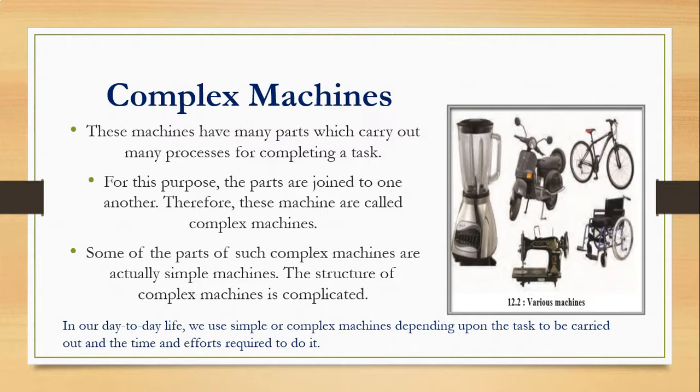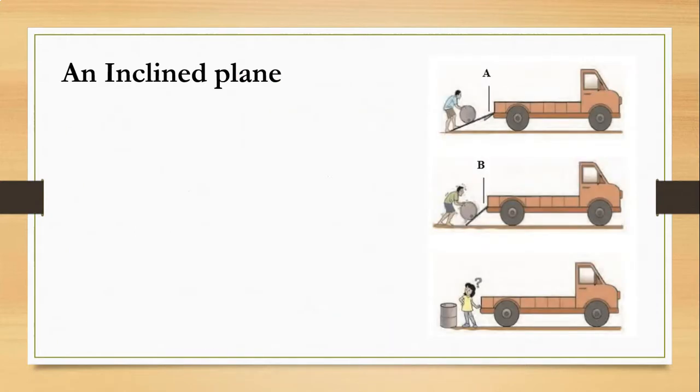In the previous chapter, we discussed what simple machines are and we also discussed what complex machines are. Let us see some simple machines in detail. So the first one we are going to discuss is an inclined plane. Have a look at this particular picture which is shown.